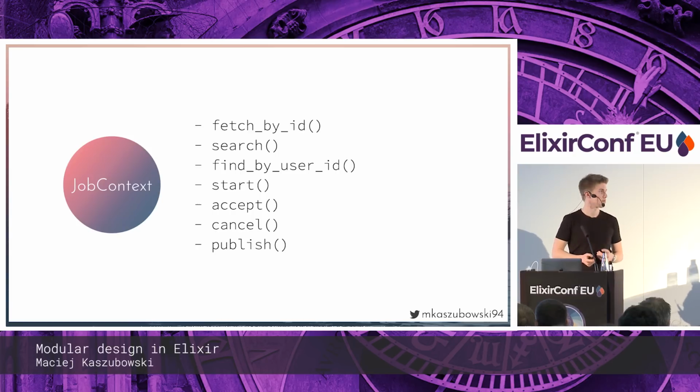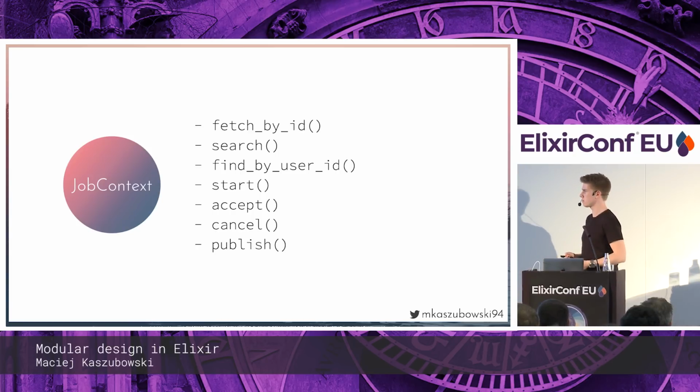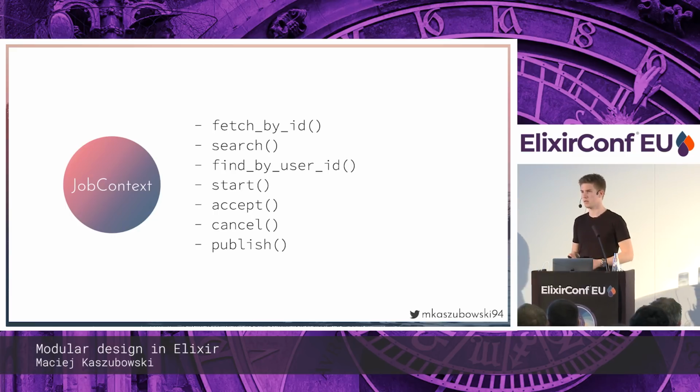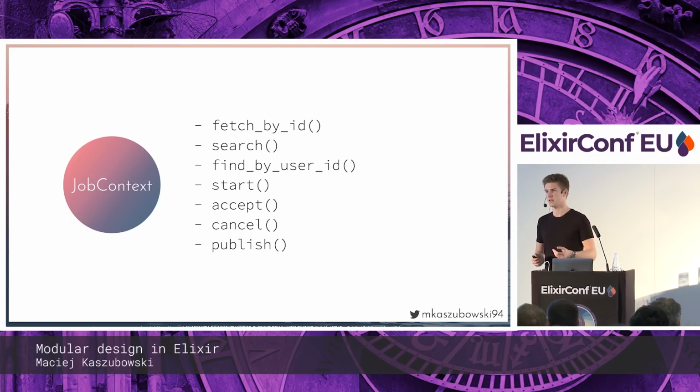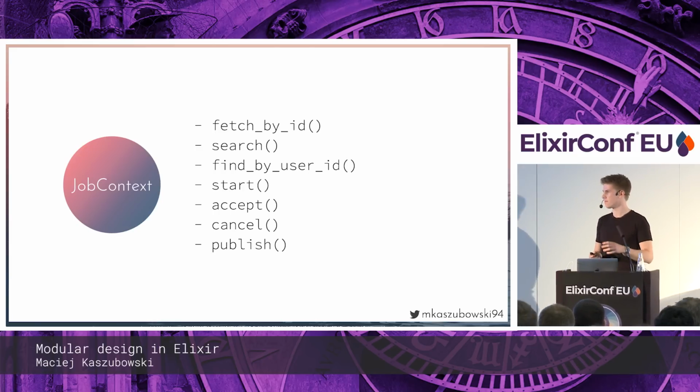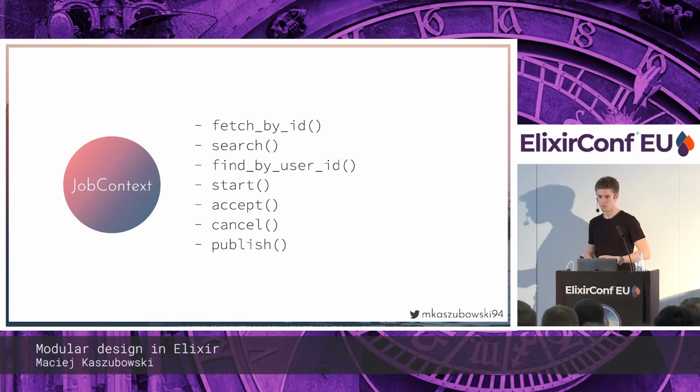So following the naming conventions, we create a job context. We put functions like fetch by ID, search, of course, and functions to change the state of the job. So we have start, accept, cancel, and publish. And it is quite simple right now, but now let's explore what happens when we develop the system, because even though it provides the basic functionality, it's far from being perfect.